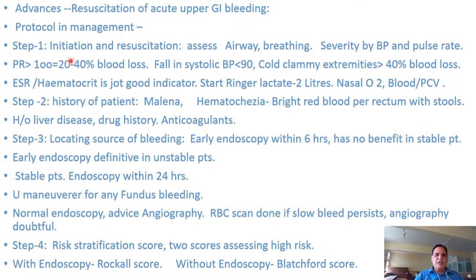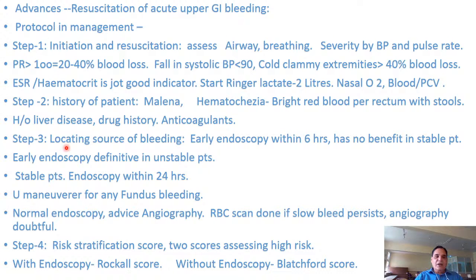Step 1, resuscitation. Pulse rate more than 100, 20 to 40% blood loss. Second, the history of the patient should be taken. Now see the change in management. First, you have to manage the general patient. It is not the bleeding. You are not directly going to the stomach to stop the bleeding. You have to see his airway and breathing. Always give importance to the active trauma score, that is airway, breathing and BP. So these things are more important than bleeding. First, try to settle the patient and then stop the bleeding.